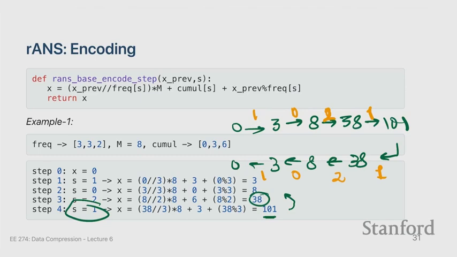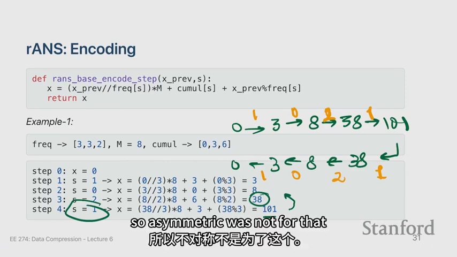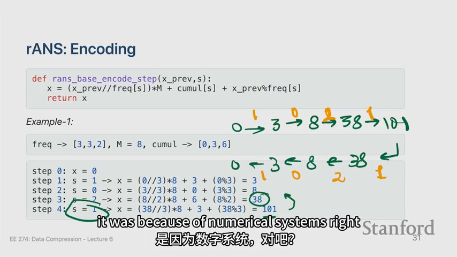So is this asymmetric? I always said it was symmetric earlier because they're inverses, but isn't the encode and decode process still going through the exact same states? So asymmetric was not for that. It was because of numeral systems, right?